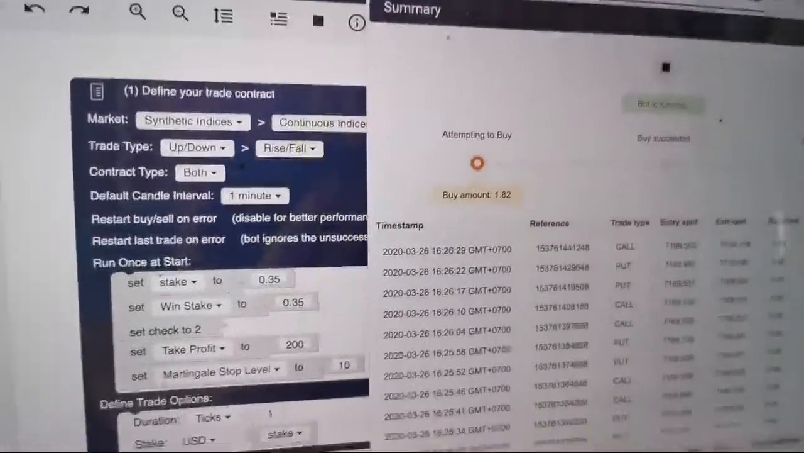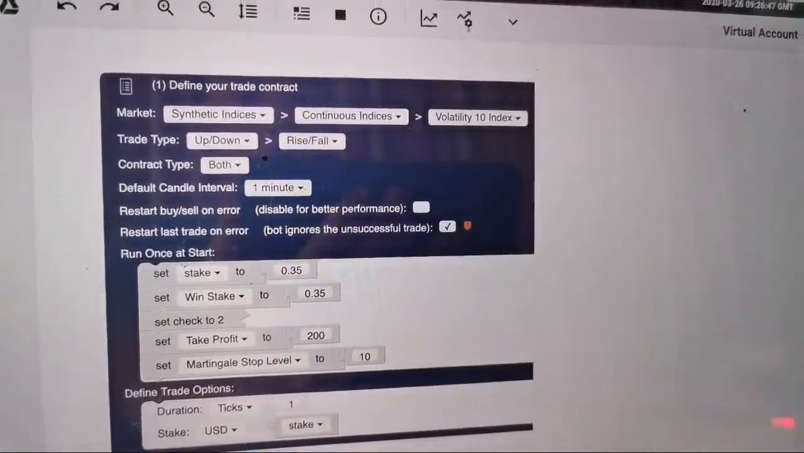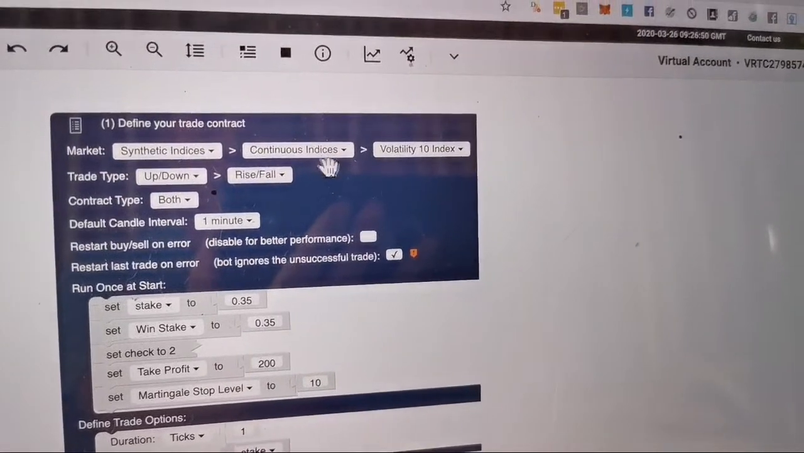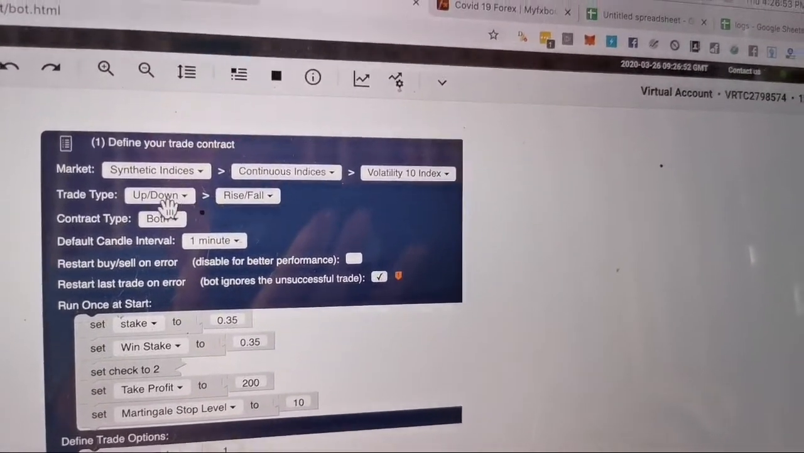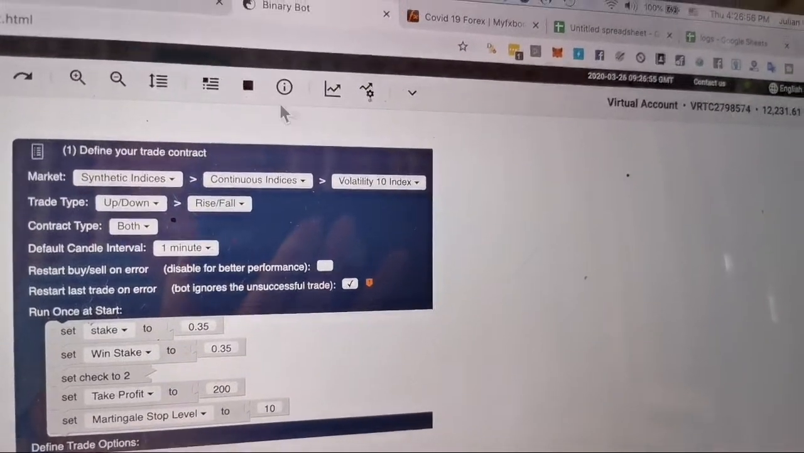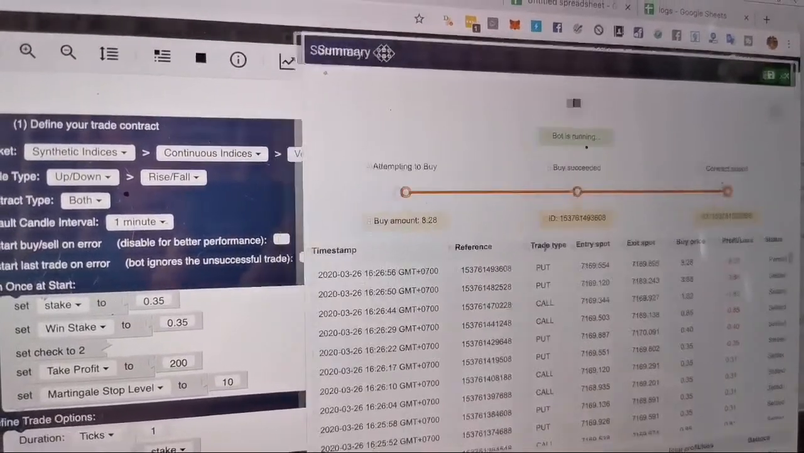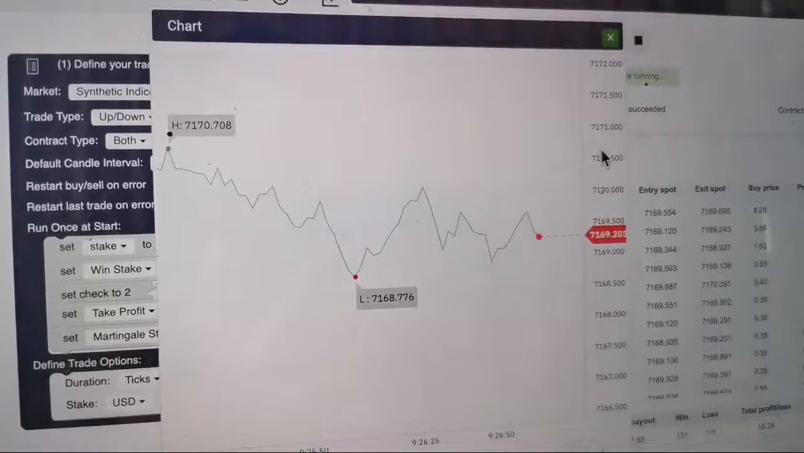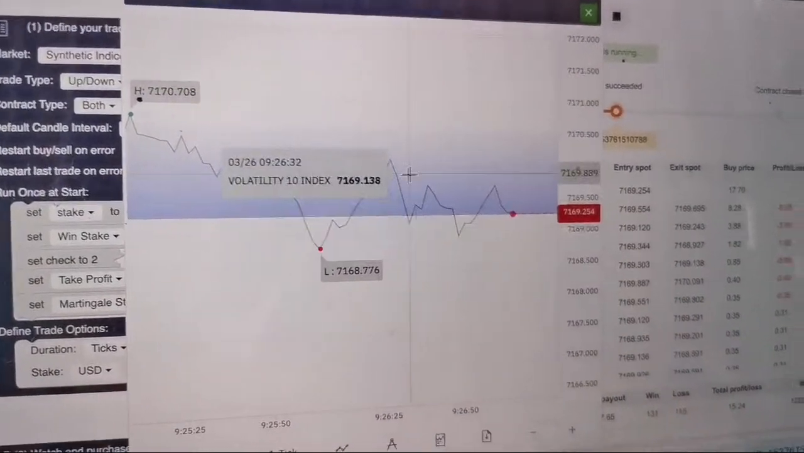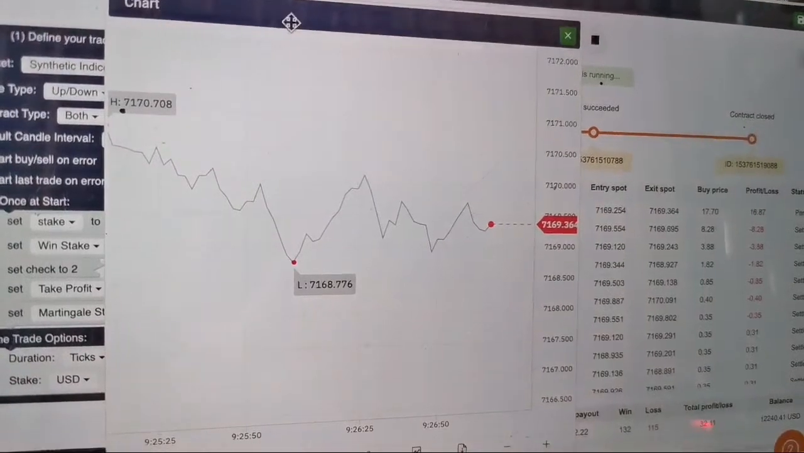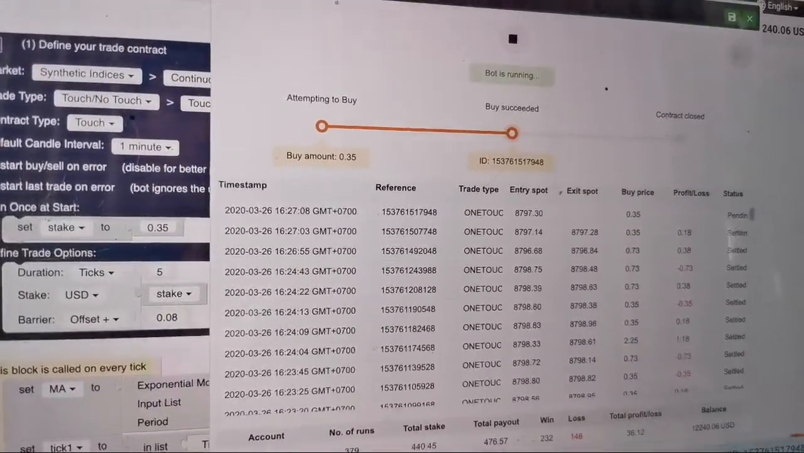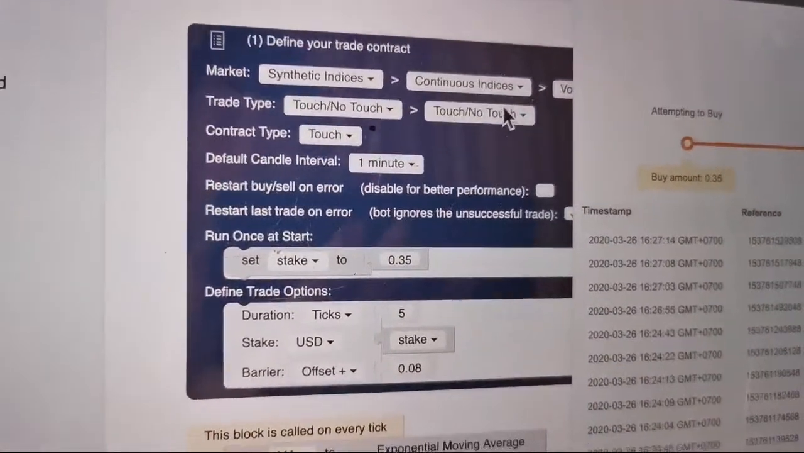So what he did was give me some very highly customizable templates, which I can customize based on what kind of asset I want to be trading. Over here is on volatility 10, and this is up, down, rise, fall. So what exactly are these positions? I can show you as well. I can pull up the chart right here, and you can see these positions being entered. Then over here I'm running a different setting, touch, no touch.